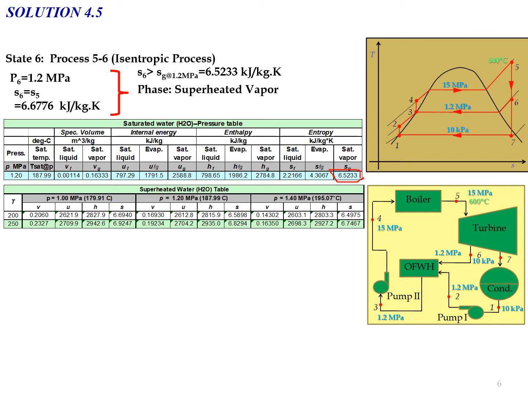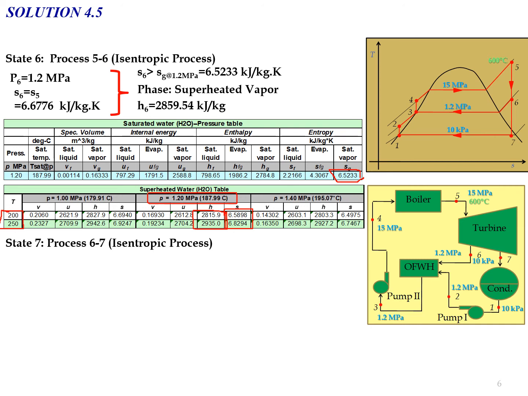We look at the pressure of 1.2 megapascal, and as you can see here, the entropy of 6.6776 is in between these two values, which is at the temperature of 200 degrees Celsius and also 250 degrees Celsius. So we need to do the interpolation to know the exact value of the temperature and the h value. From the interpolation, we know that the enthalpy at state 6 is 2859.54 kilojoule per kg.